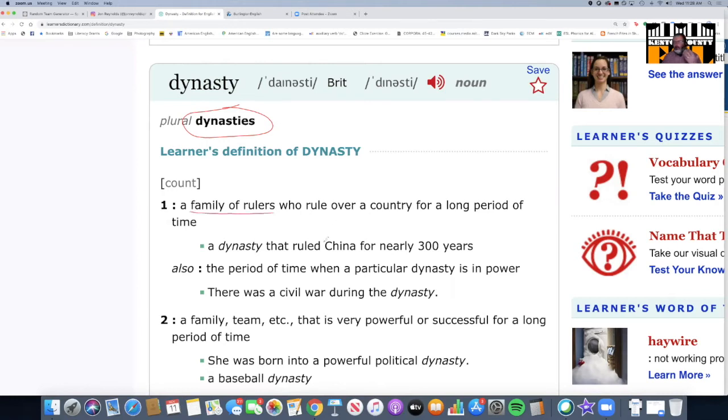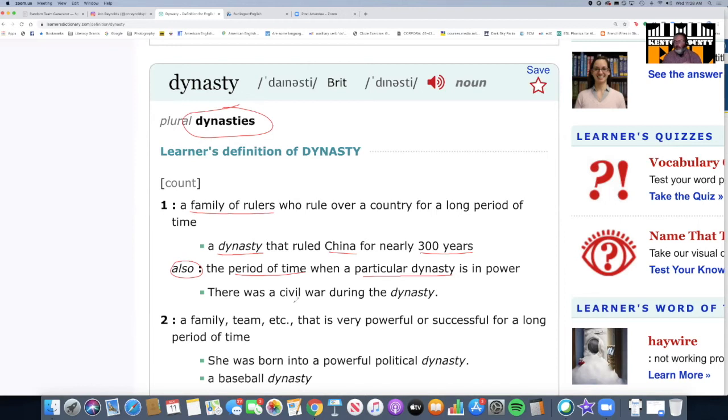Okay, so let's look at an example here. A dynasty that ruled China. Now China, that's the country I think we're learning about in our story, for over 300 years. Wow, 300 years. So in this case, dynasties are very long, okay? Notice it says also the period of time when a particular dynasty is in power. So for example, if we're talking about this particular period of time, like this particular group of members of the family, they might call that time a dynasty too, okay?